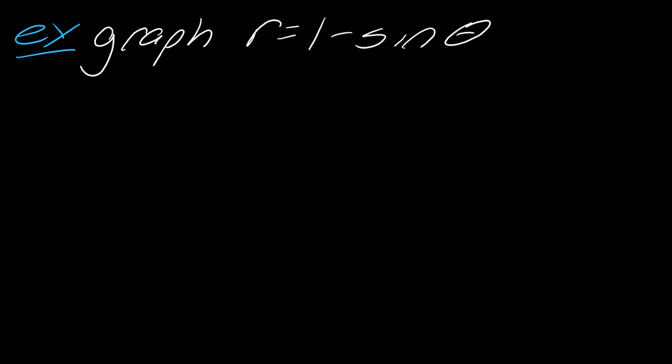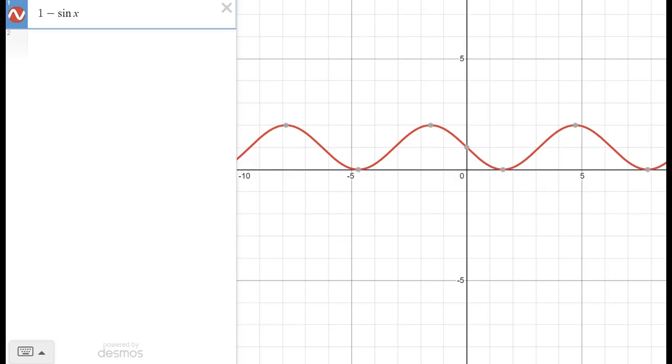Okay, so let's graph r equals 1 minus sine theta. Before I get into this, I just want to remind you what this graph actually looks like. I've gone to desmos.com and plugged in 1 minus sine x. Nothing too crazy, we remember all of this. We've moved the sine graph up 1, and we've also flipped it because we've got this negative in front. So this is what 1 minus sine x looks like in the rectangular coordinate system.